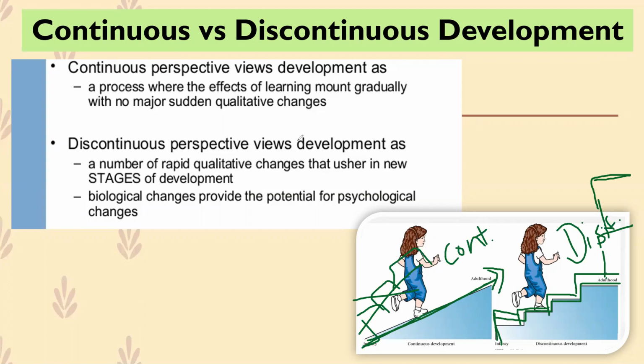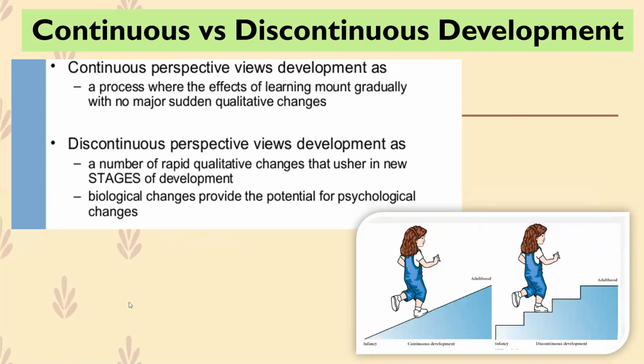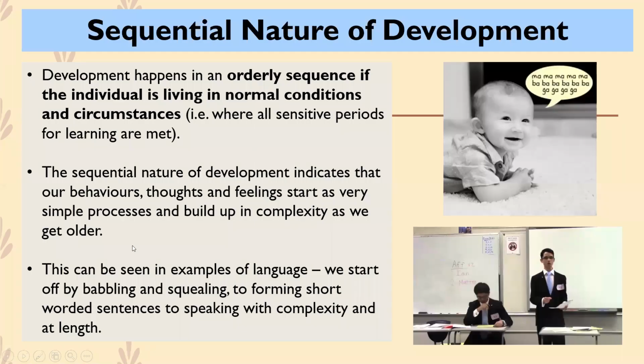A lot of the theories that we look at in this chapter do follow the discontinuous perspective, suggesting that at each stage of your life, you are going through a number of steps or a number of changes, and that we can clearly separate one change from the other. It's not just all one continuous blur. Okay, so that's basically your continuous versus discontinuous development.